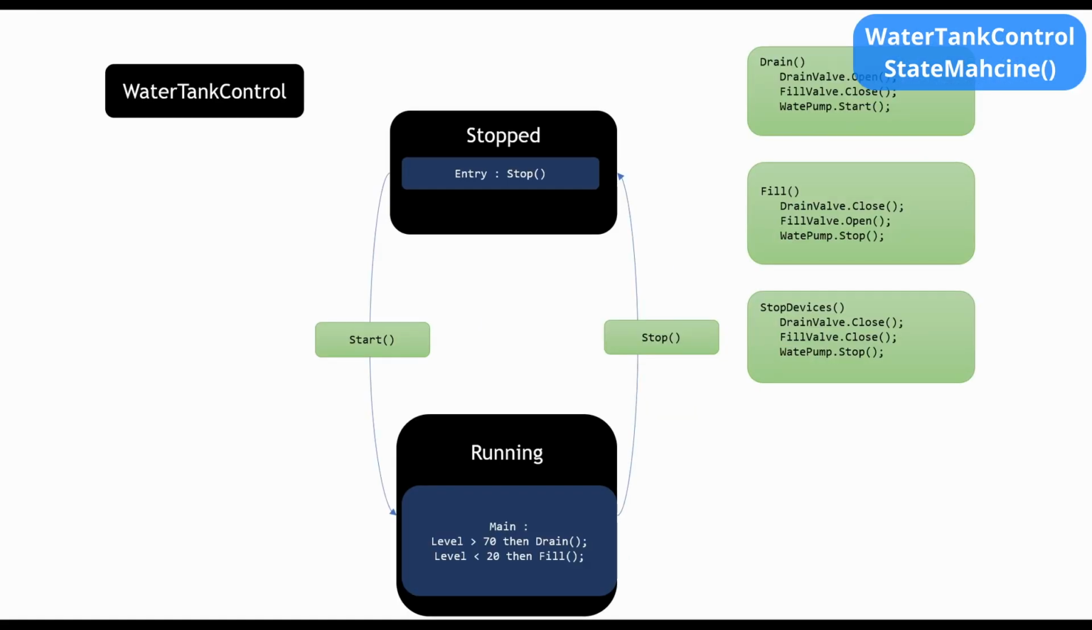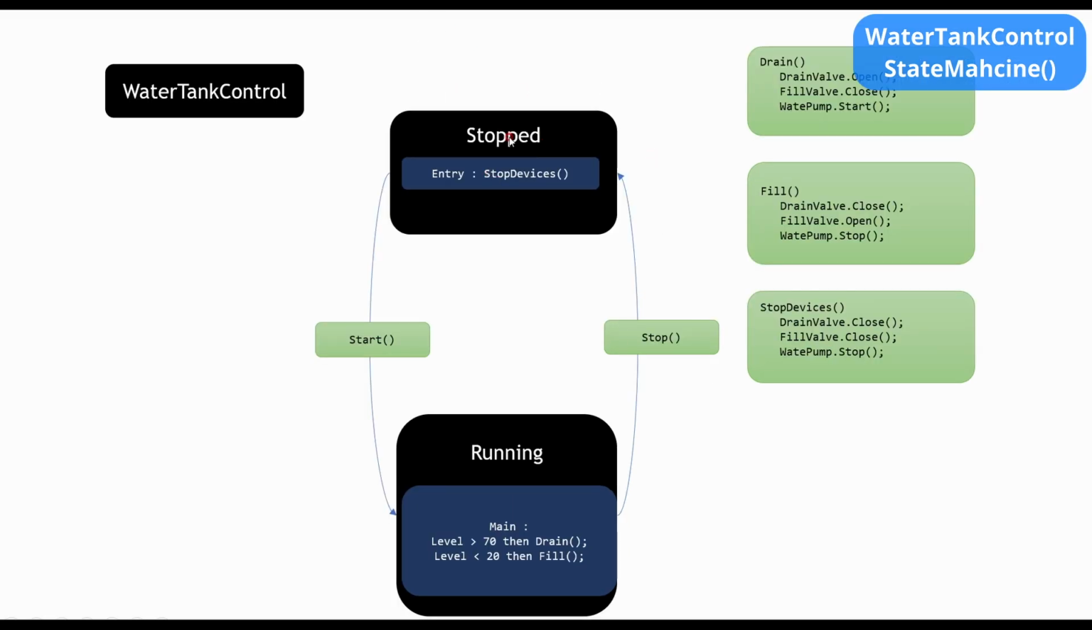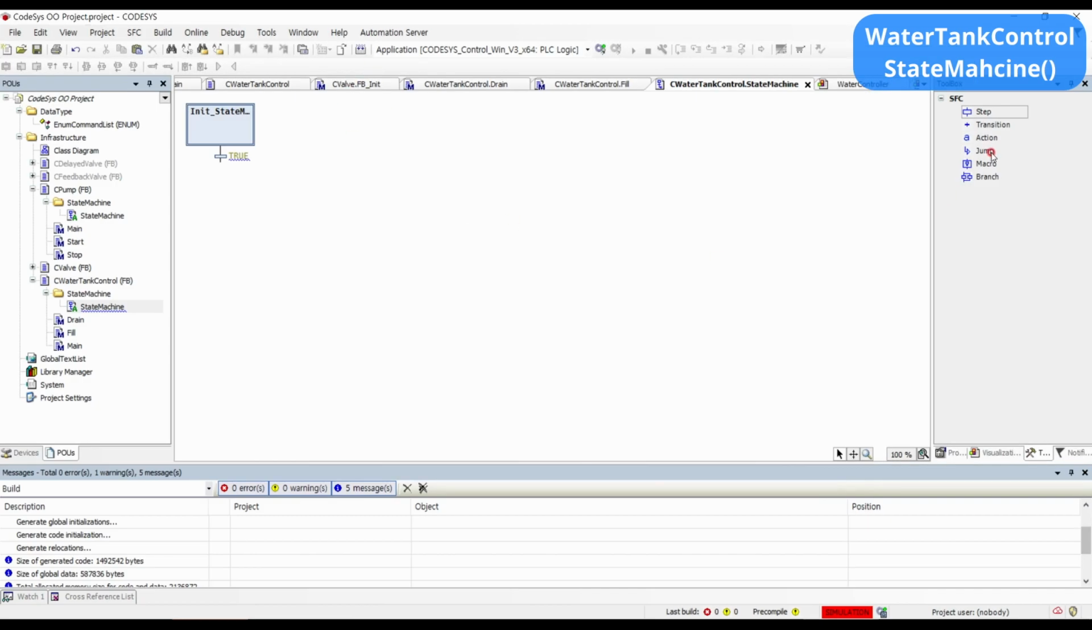This is the water tank control's state diagram. It has two states and two methods for the water tank control, and it has three more methods to control the sub devices: drain, fill, which are already implemented, and stop all devices when it enters the stop state. And when it is running, it repeats the drain and fill depending on the water level. So we're going to implement the state diagram.